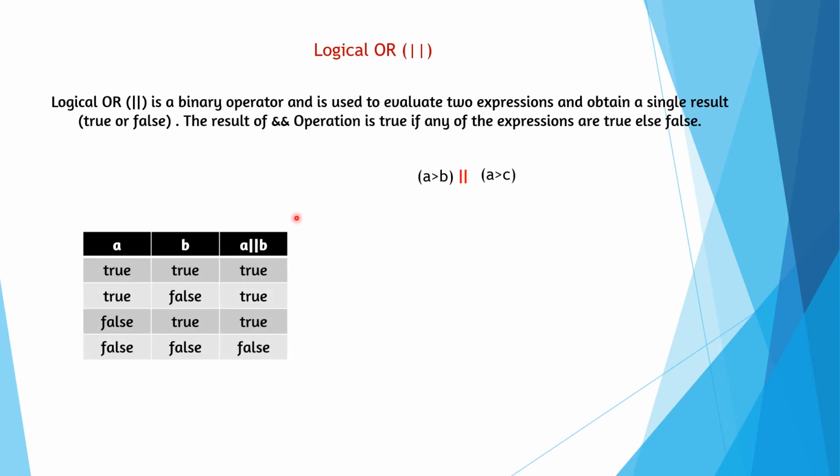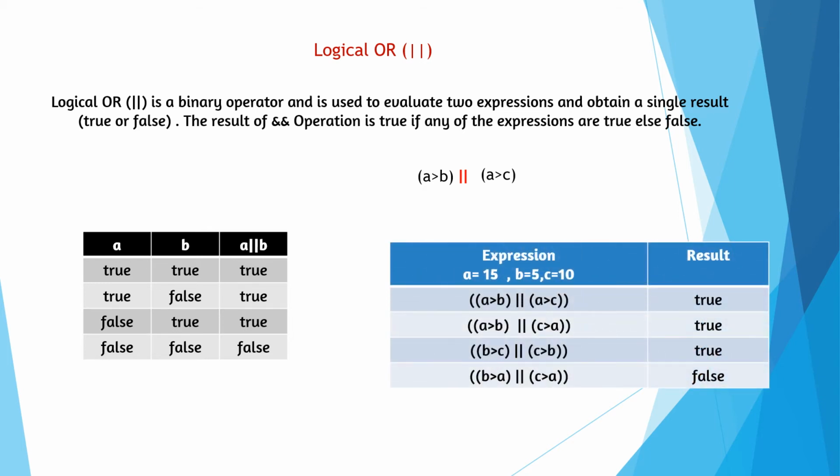The table we can see here: when both of the results are true, the answer will be true. If the first condition is true and the second is false, the answer will be true. If the first condition is false and the second is true, then also it will be true. And if both of them are false, the answer will be false. So, if any condition gives the answer true, logical OR will give true as the result.